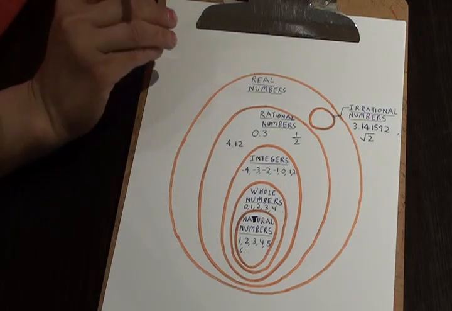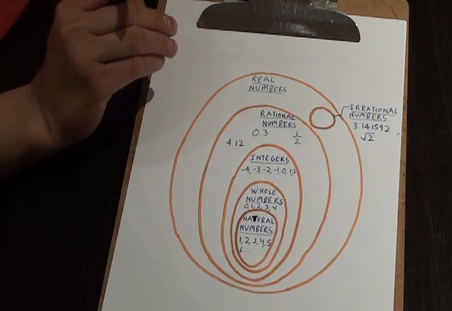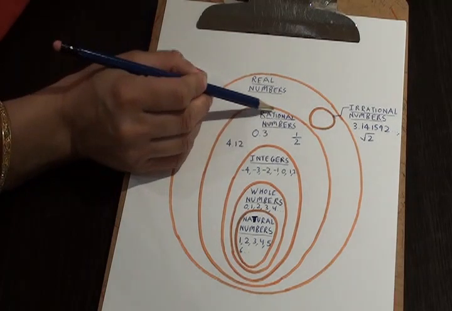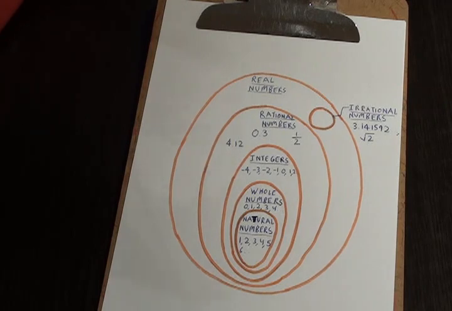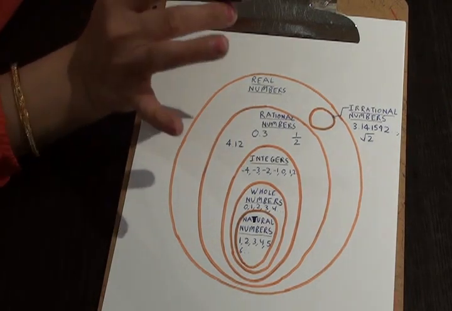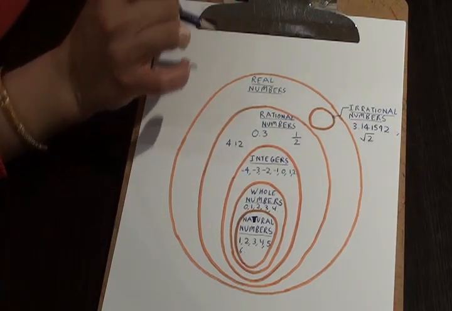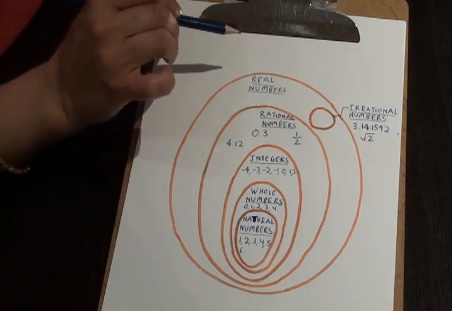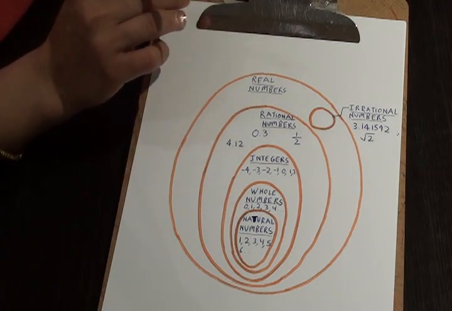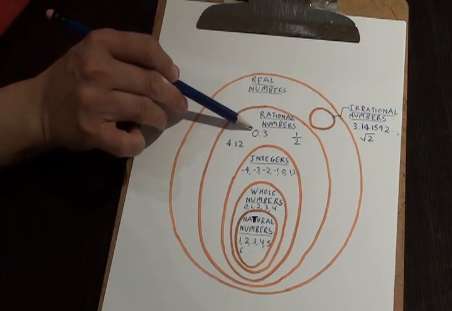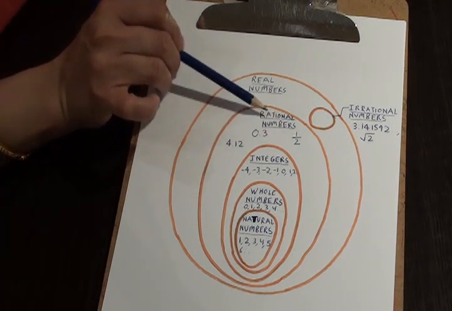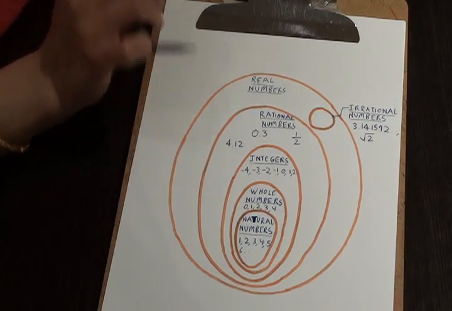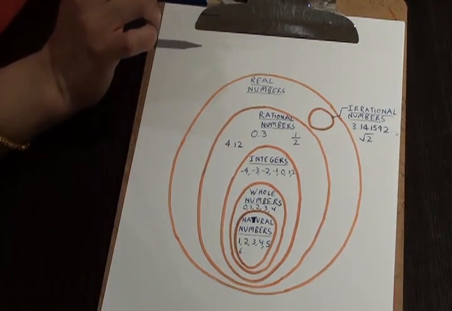A very easy way to remember what rational numbers are is to always remember the ratio, the root name of the word rational, and then you will remember what rational numbers are. So any number that can be written by dividing one integer by another is a rational number. For example, I have written here 0.3, 4.12, 1 by 2. All these are rational numbers, and there are many other examples of rational numbers.